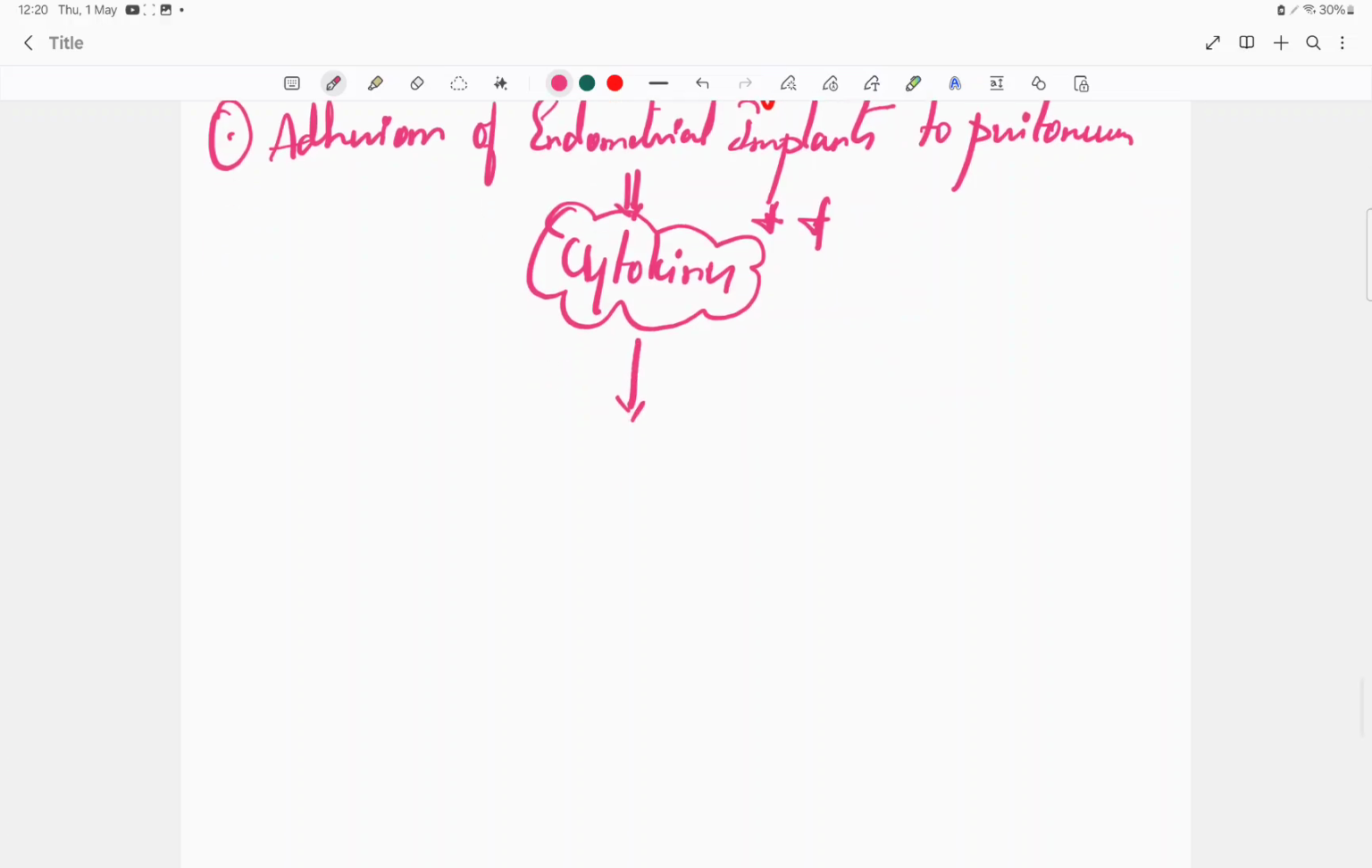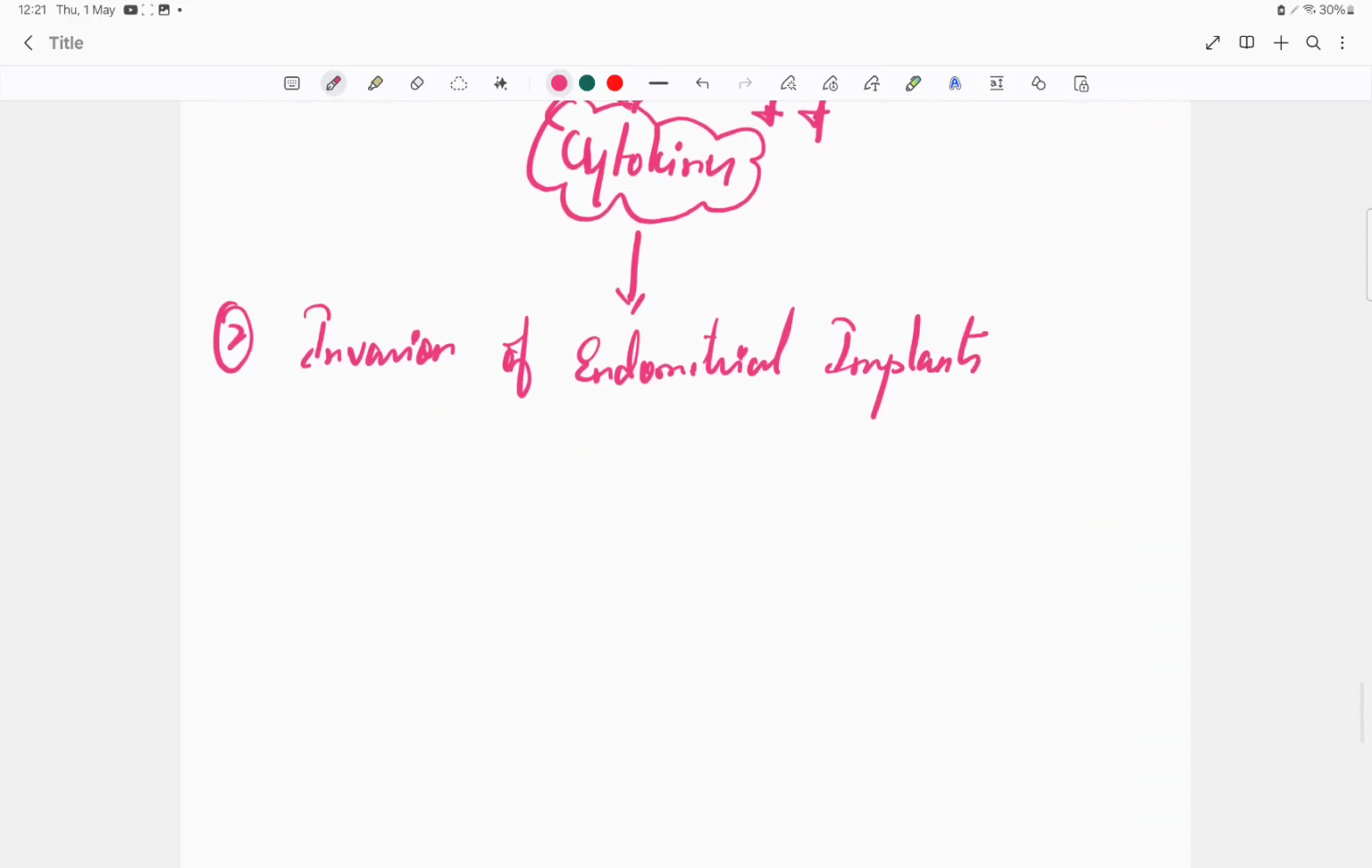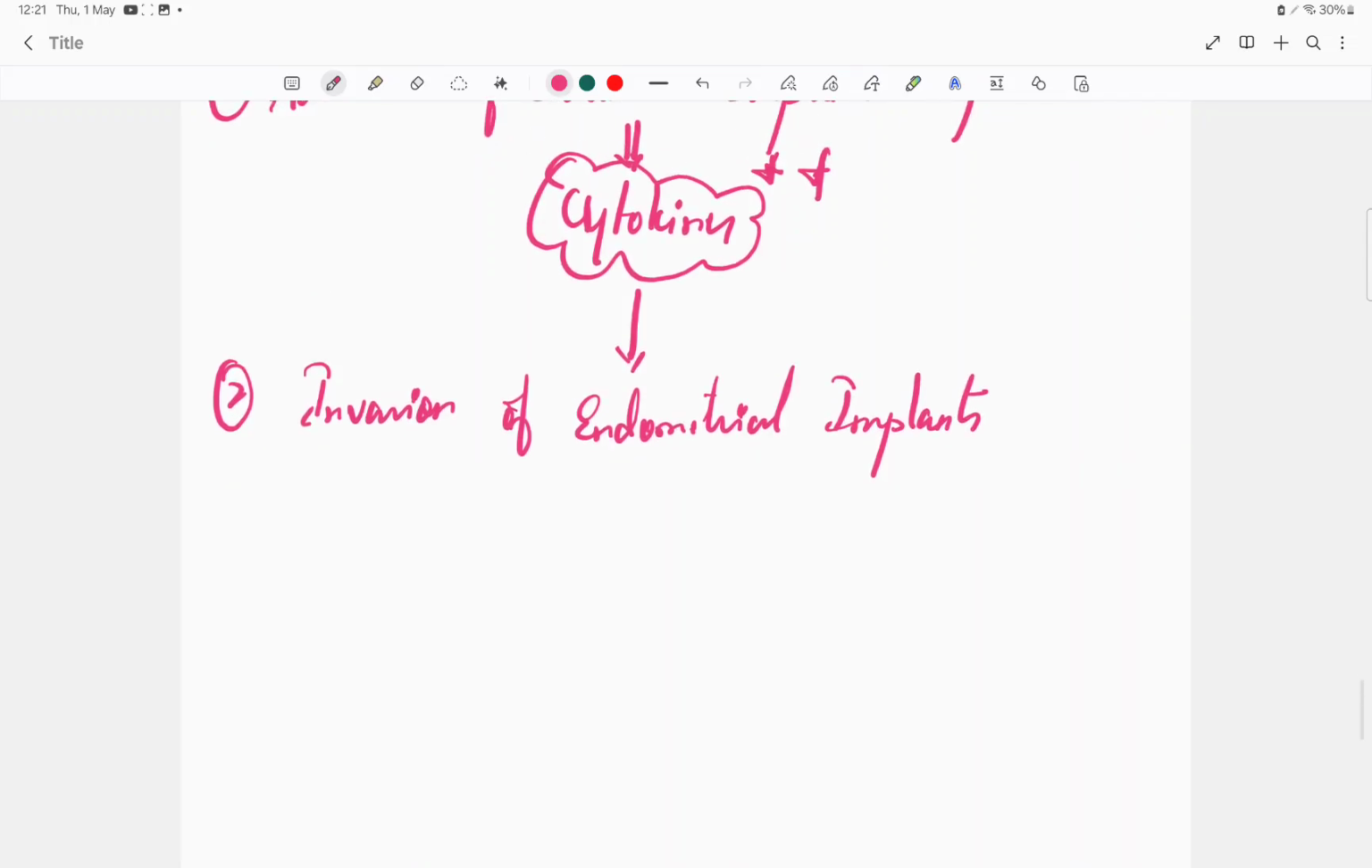After adhesions, what happens? The second thing is invasion of endometrial implants. This invasion happens because of which substance? This is also an MCQ: MMP, that is matrix metalloproteinases enzyme. This is responsible for this. NEET SS has asked this.